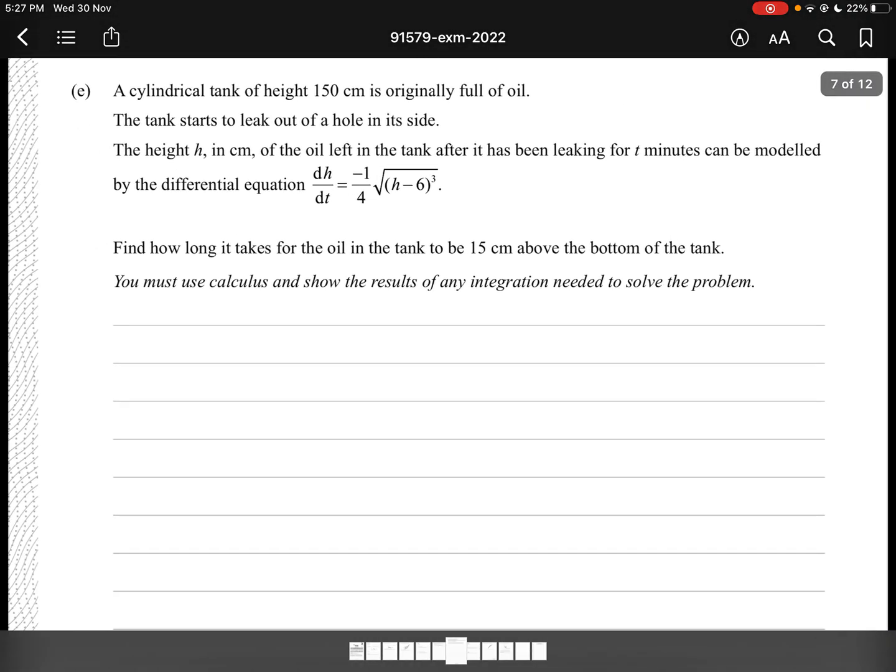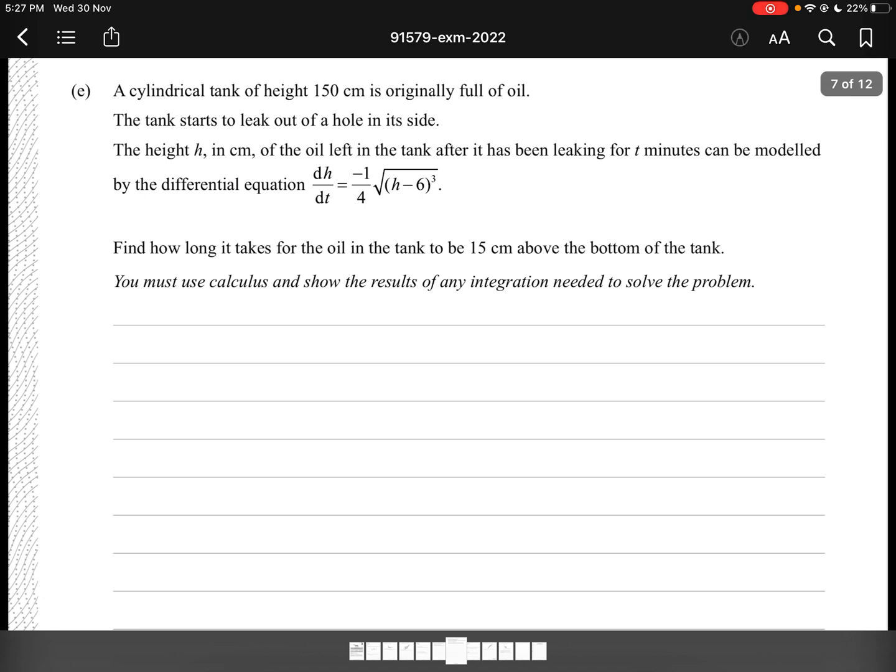Let's have a look at question number E. A cylindrical tank of height 150 centimeters is originally full of oil. The tank starts to leak out of a hole in its side. The height h in centimeters of the oil left in the tank after it has been leaking for t minutes can be modeled by a differential equation. So that's dh over dt equals negative 1/4 of the square root of h minus 6 cubed. Find how long it takes for the oil in the tank to be 15 centimeters above the bottom of the tank.